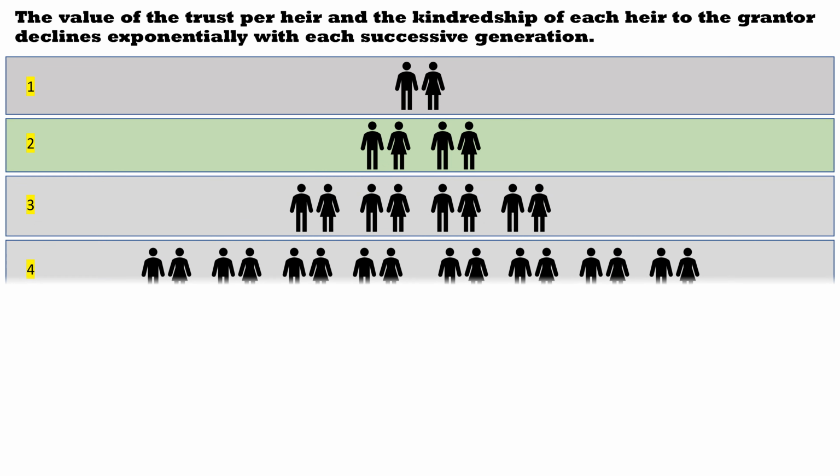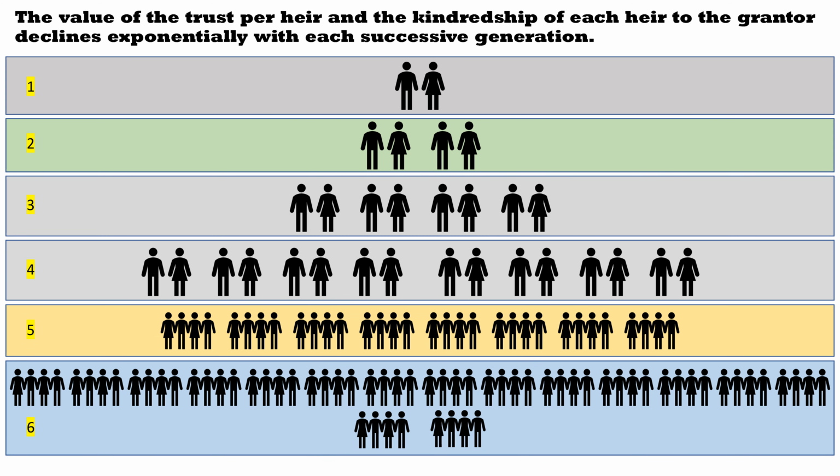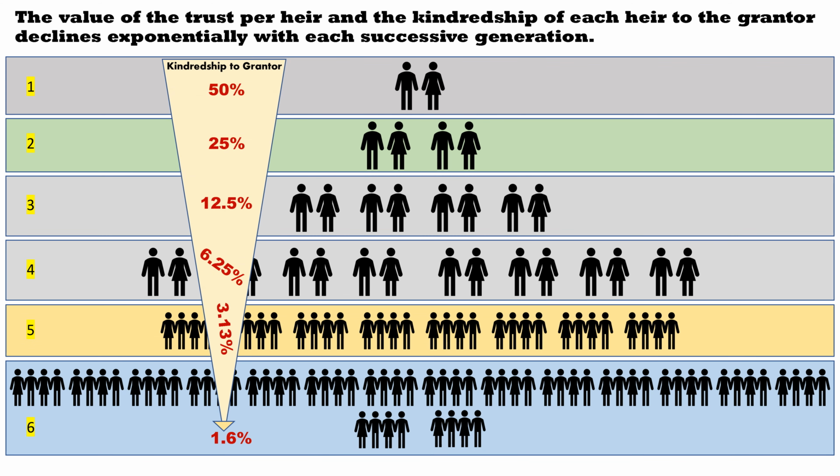Another disadvantage of dynasty trusts is that the value of the trust per beneficiary diminishes with each successive generation. If each descendant has 2 children, then by the 6th generation there will be 64 heirs. By then, the value of the trust for each heir, as well as the relationship of the heir to the grantor, will only be 1.6%.